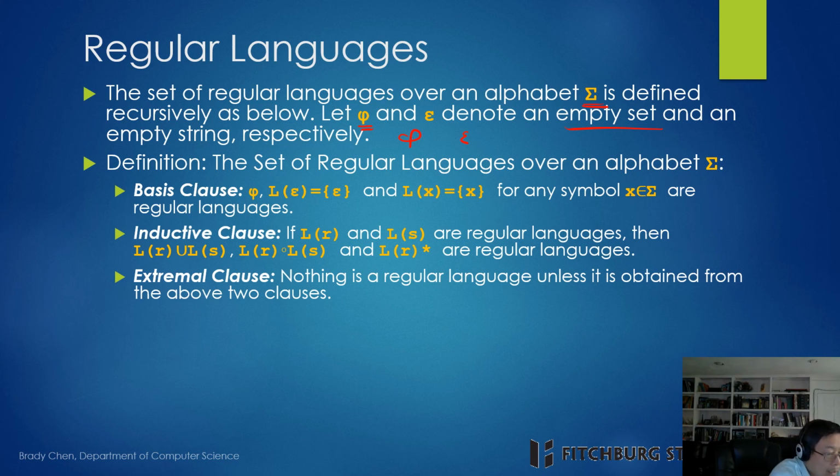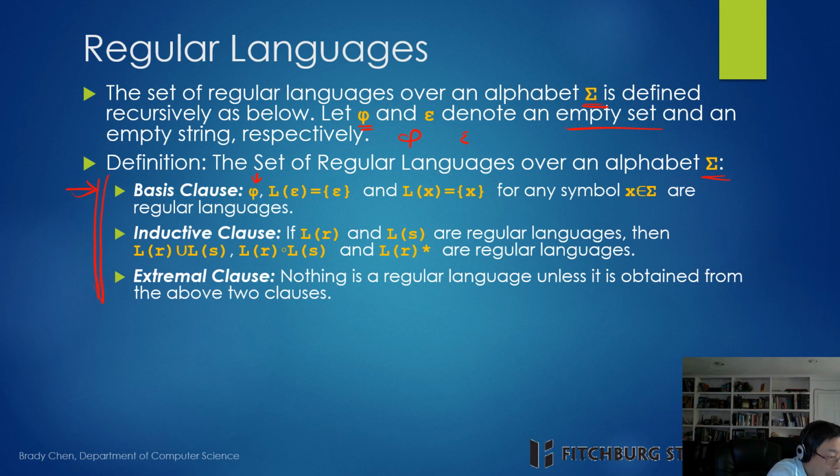Now let's define the regular language as this. So the set of regular languages over the alphabet sigma is defined using three rules. The first rule is called basic clause. In basic clause, we say that the phi, which is the empty set, the set contains no element, is a regular language.